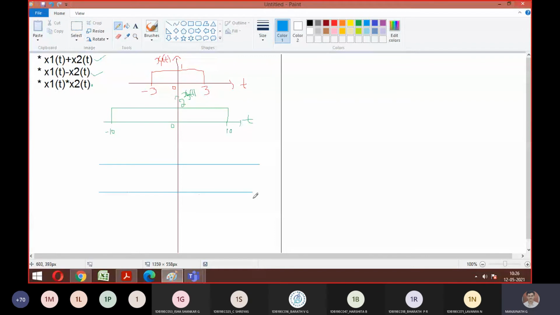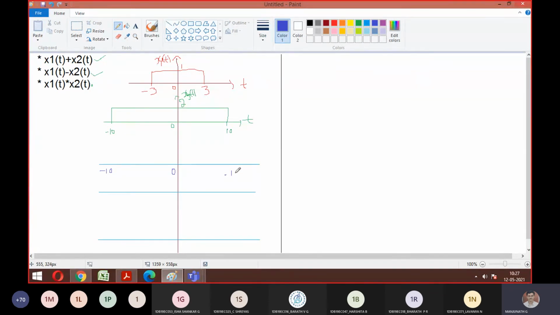So can anyone tell me how to perform addition now? What is the scale you will consider, guys? As I told you, whenever you compare, you just compare both signals and take the one with the maximum duration on the negative side as well as the positive side. So in general I can mention the scale as -10 to +10.